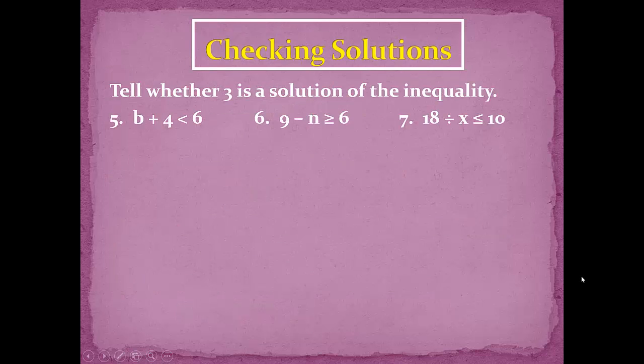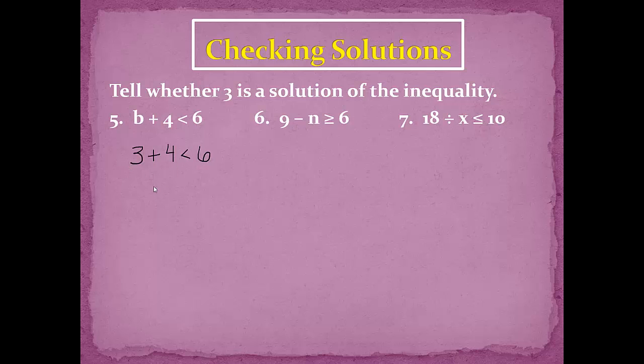Now we're going to look at checking solutions. So tell whether 3 is a solution of the inequality. In order to check to see if 3 is a solution, we're going to go ahead and substitute 3 in for our variable, and then we will solve. So we have, for number 5, b plus 4 is less than 6. So we'll go ahead and substitute in our 3. So we'll have 3 plus 4 is less than 6.